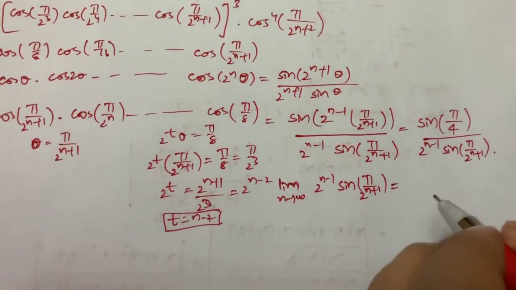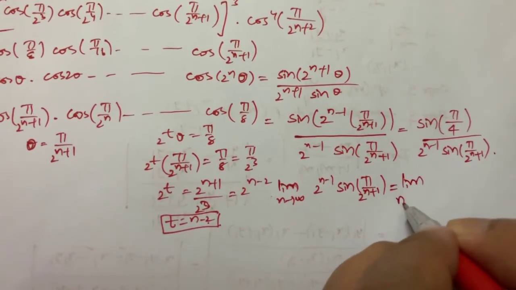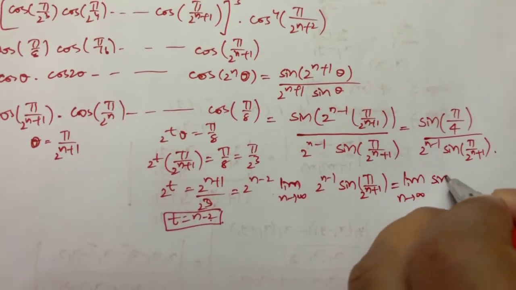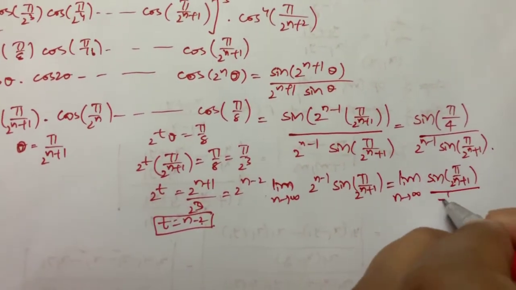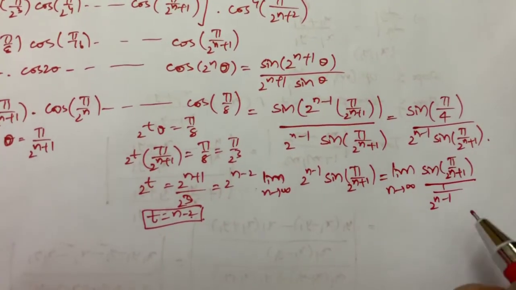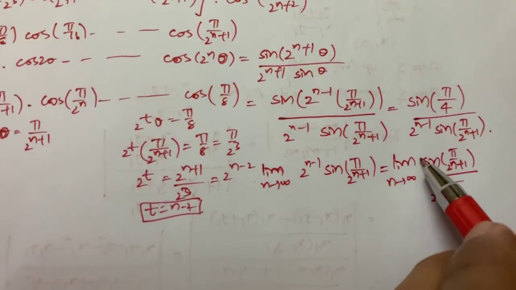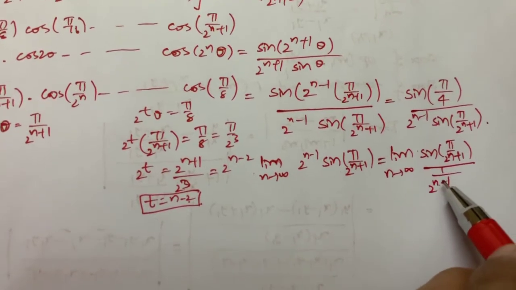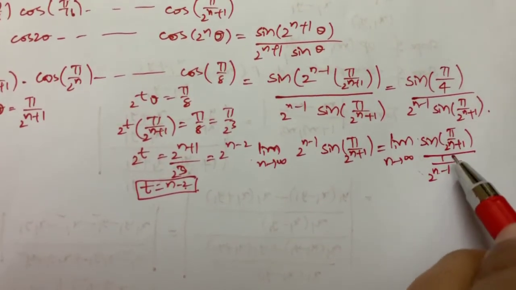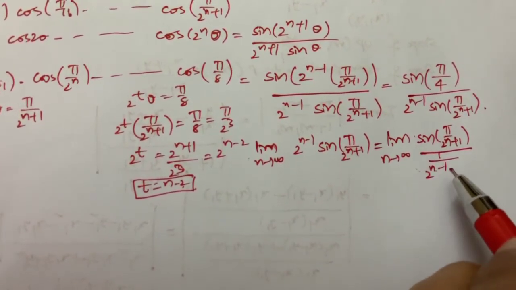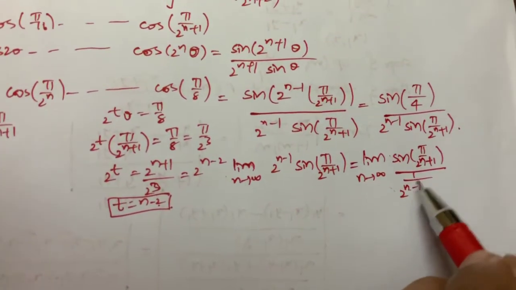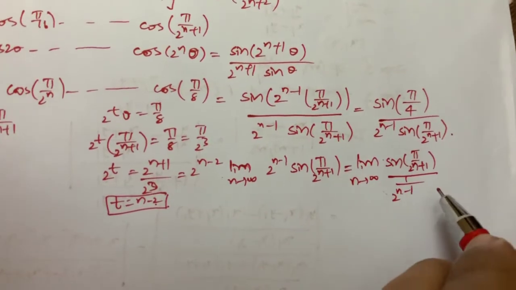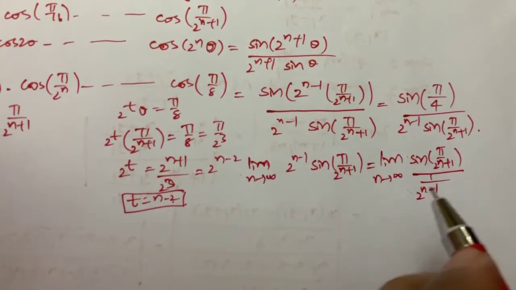So, what we can do is rearrange this: limit n tends to infinity of sin pi by 2 power n plus 1, divided by 1 by 2 power n minus 1. We can write like that, right. So, the 1 by 2 power n minus 1 will come to the denominator. So, we will make it 2 power n plus 1, so we will multiply and divide by 4 in the denominator.